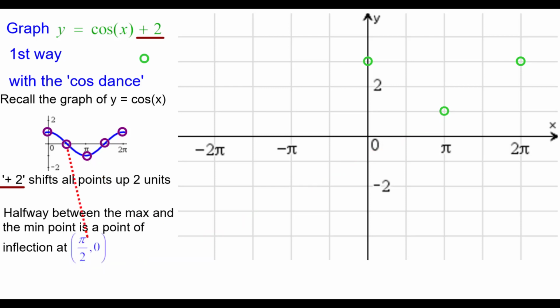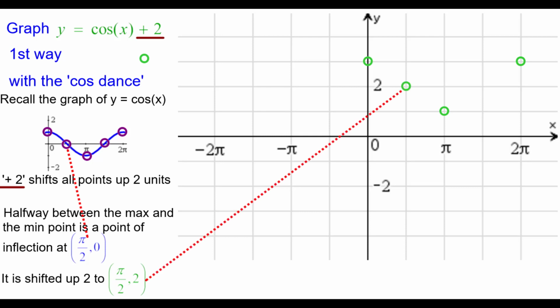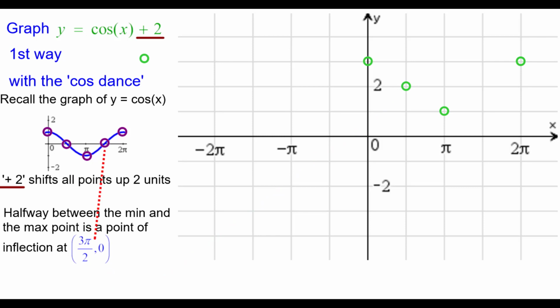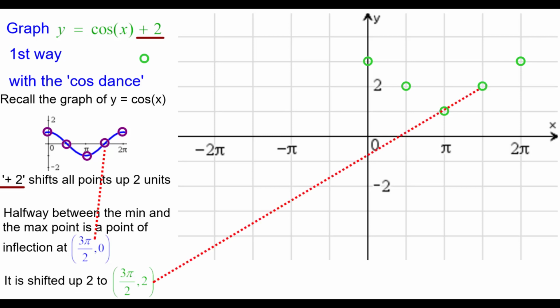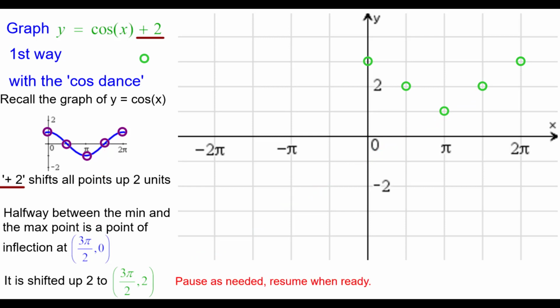Halfway between the max and min is a point of inflection, normally at pi over 2, 0, but it's shifted up 2 to pi over 2, comma 2. So we'll plot that. And halfway between the min and the max point is a point of inflection at 3 pi over 2, comma 0, and it's shifted up 2 to 3 pi over 2, comma 2. We'll plot that. Pause as needed.